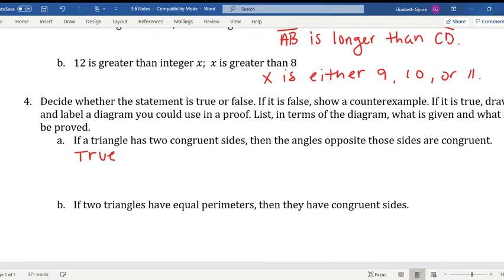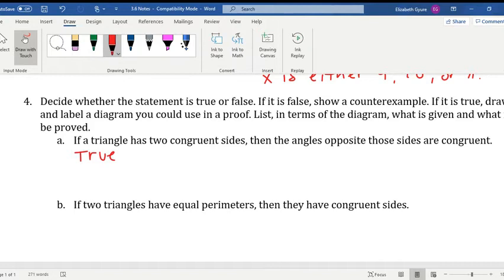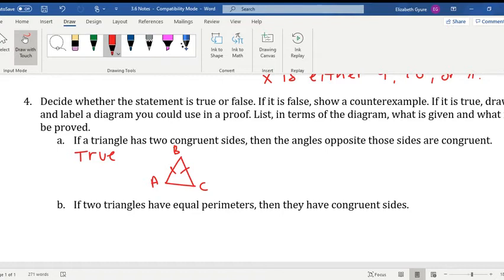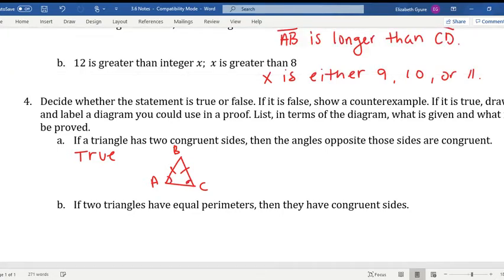And then it says to draw a diagram and label it. So I'm going to draw my triangle. I'm going to say this is triangle A, B, C. So the sides are congruent, so then the angles opposite those are congruent. So angle A would be congruent to angle C. So in your picture, you would have to mark the 2 congruent sides and the 2 congruent angles.